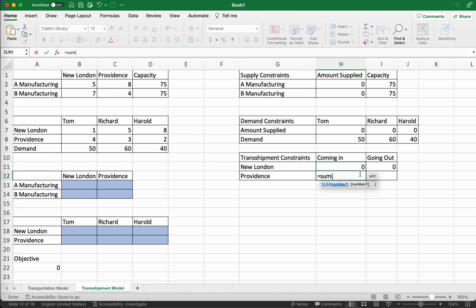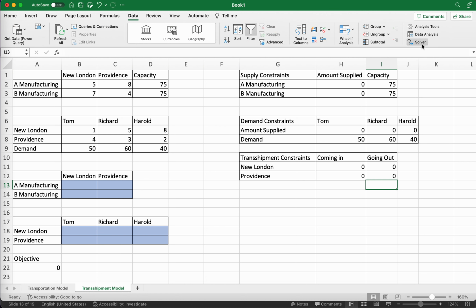Same for Providence, all the supply coming in. You cannot copy the formulas down here, they won't work. All the supply coming into Providence should be equal to all the supply going out of Providence. And there you go. So supply coming in, supply going out. So we have all the constraints set up, right? So let's put it into solver.